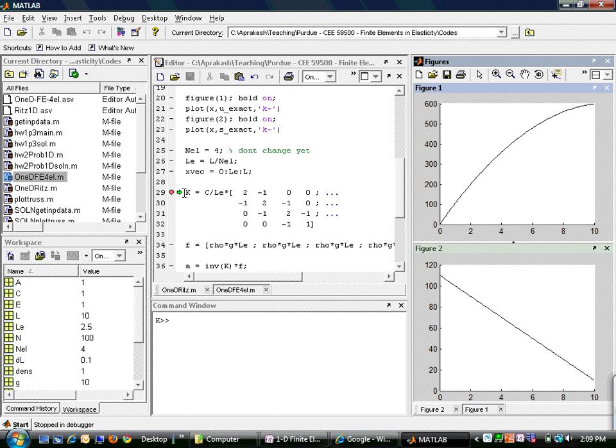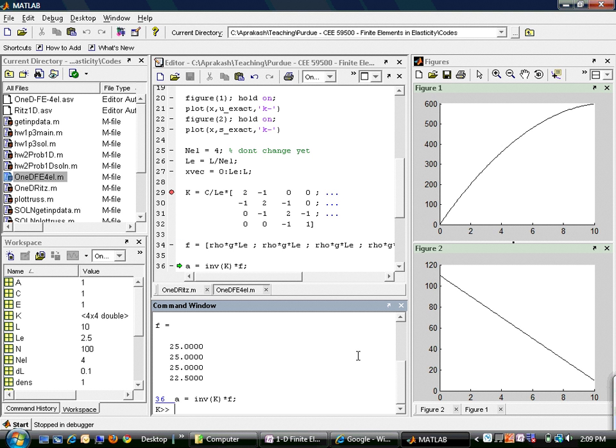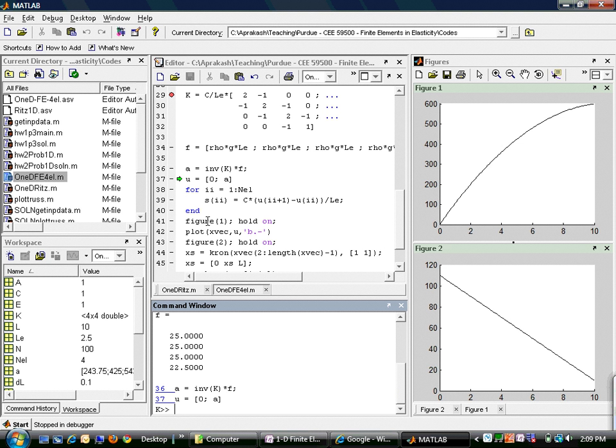And now MATLAB will calculate the value for K. So this is your stiffness matrix. It's 4 cross 4. It is symmetric and it is tridiagonal. This is the load vector. The load vector is also a 4 cross 1 matrix. Here is what you calculate as your solution, and I'm adding this 0 to the solution because we know that the first node of our problem is fixed at 0.